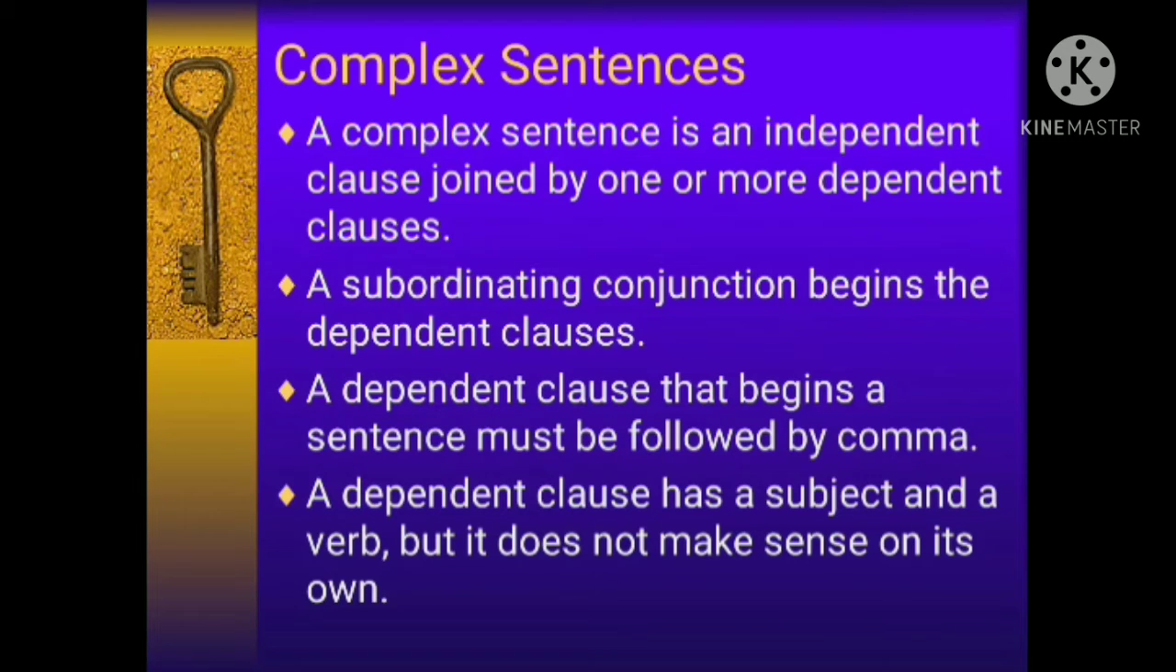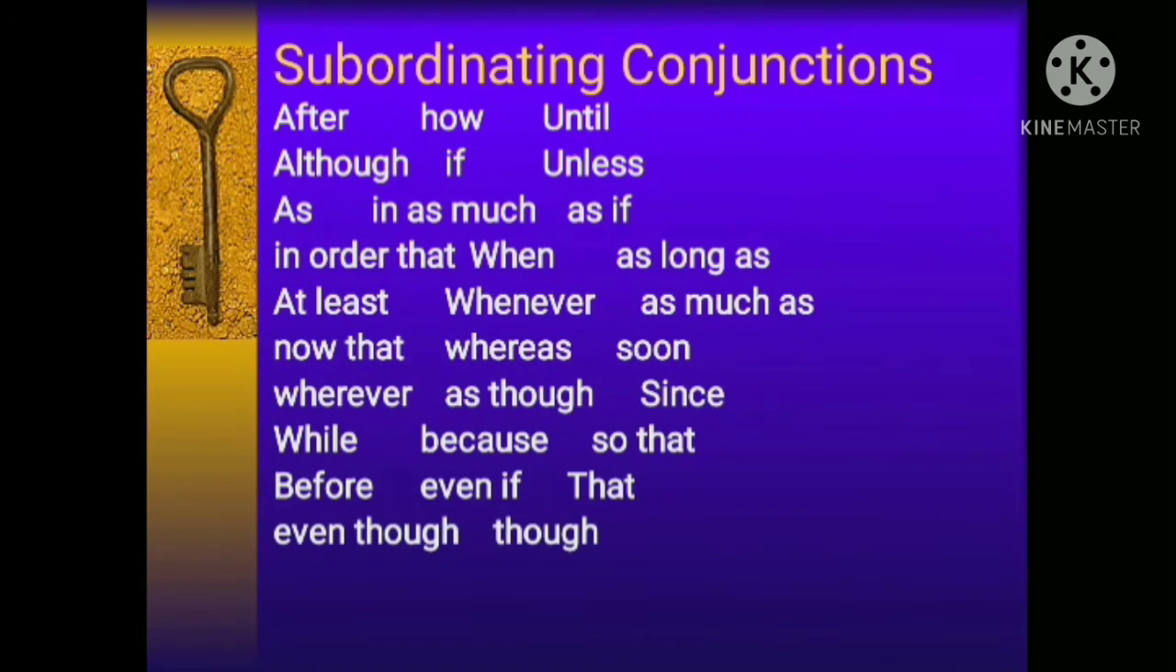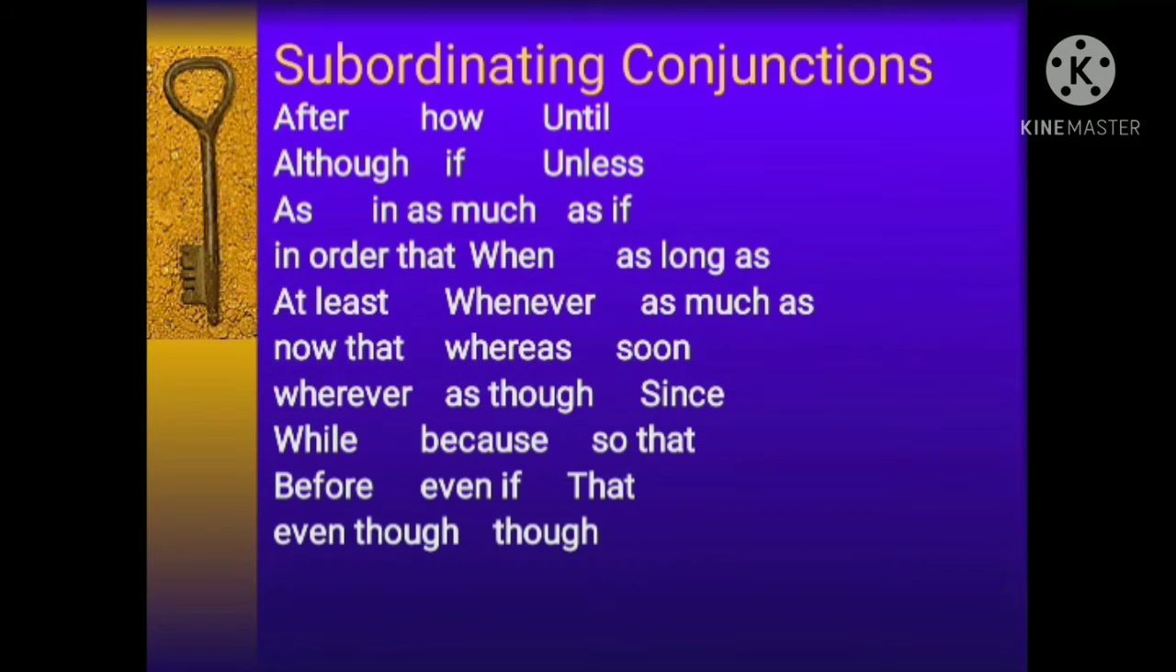A dependent clause that begins a sentence must be followed by a comma. Remember, if a dependent clause begins a sentence, then there must be a comma. A dependent clause has a subject and a verb, but it does not make complete sense on its own. Therefore, it is called a dependent clause. It depends on the principal clause or main clause for the complete meaning. Now, this is the list of subordinate conjunctions: after, how, until, although, if, unless, as much as, if.